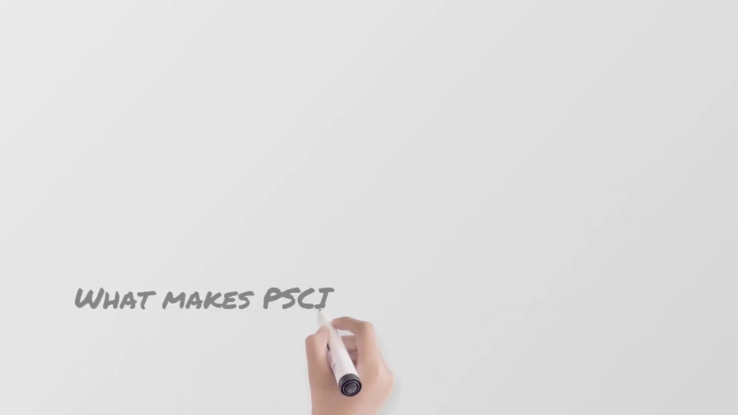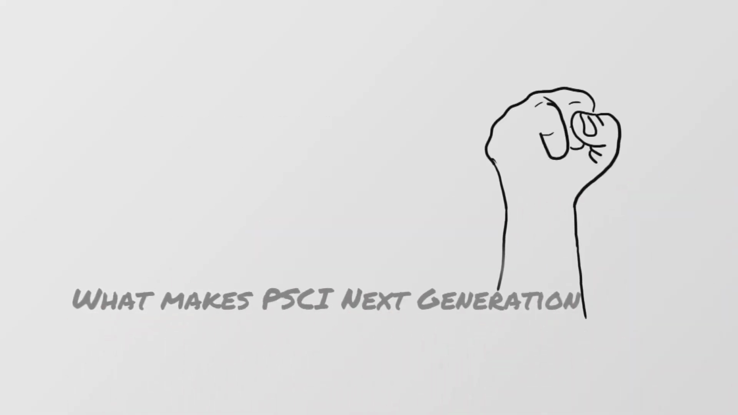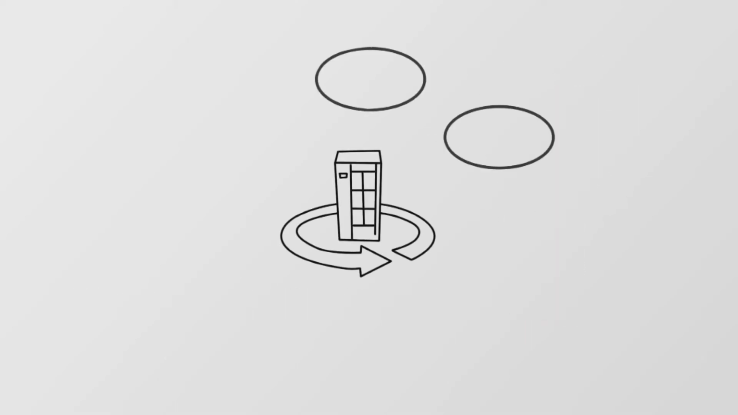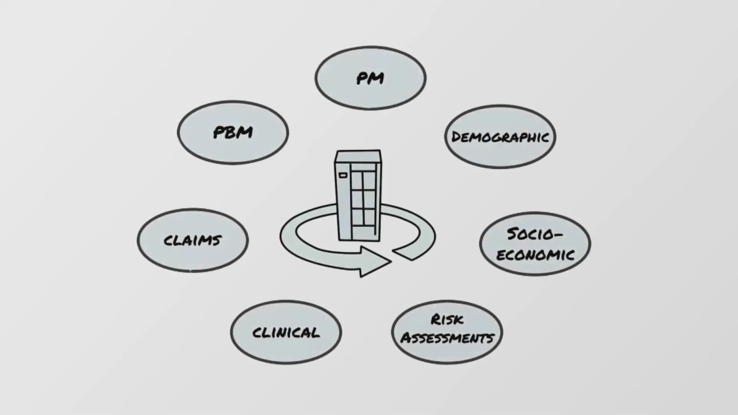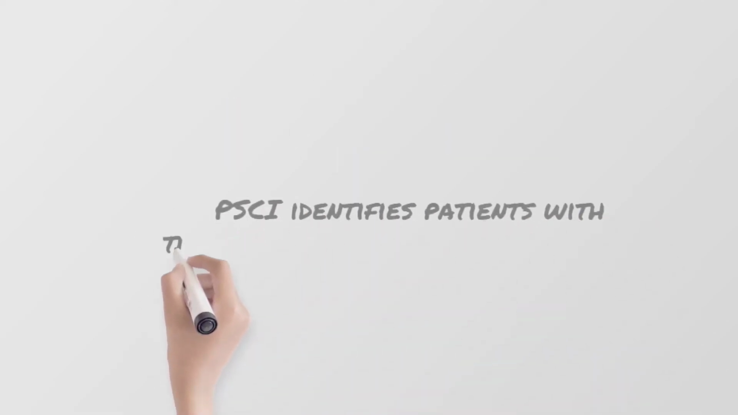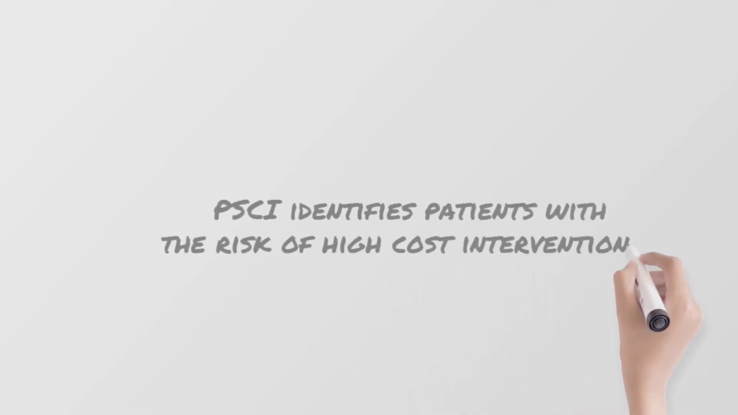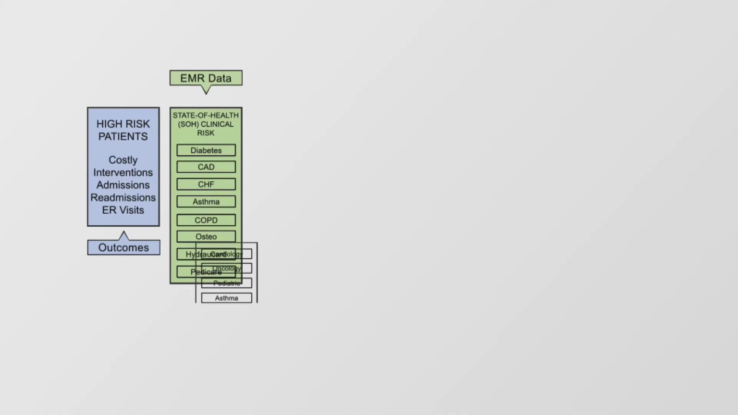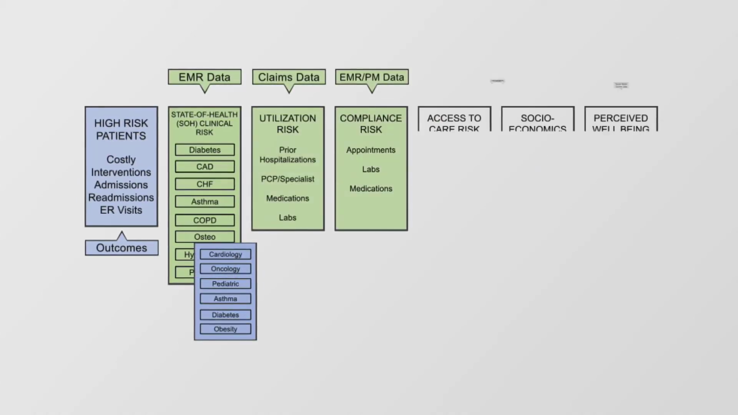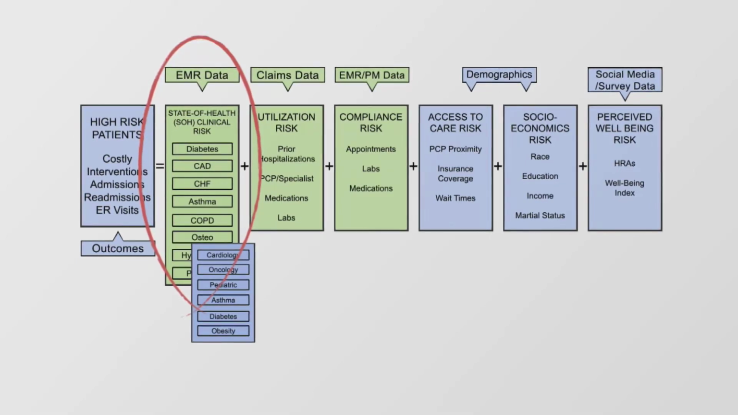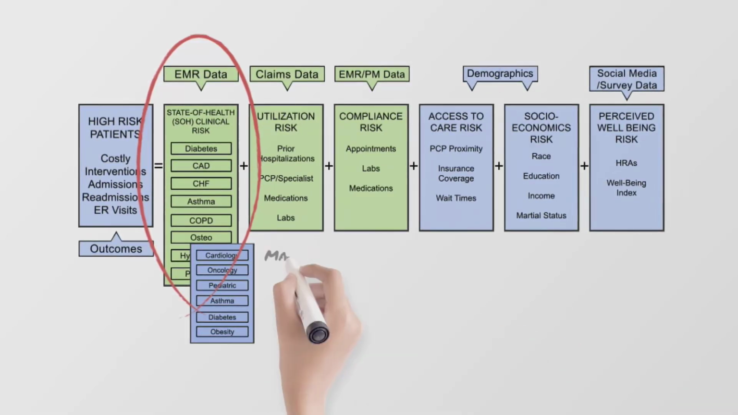What makes PSCI next-generation predictive risk modeling so powerful? PSCI leverages multiple data sources to provide a 360-degree view of a patient. PSCI identifies patients with the risk of high-cost intervention in the next 12 to 18 months using a multidimensional risk model. Core to the model are the state of health (SOH) clinical models that predict risk of a high-cost intervention due to a complication from a chronic condition.